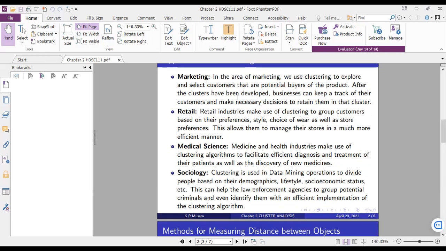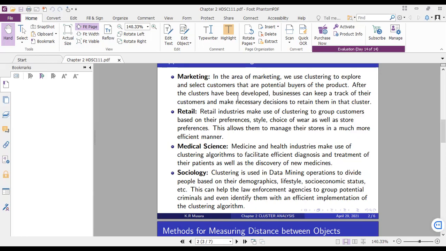Another way is social clustering, which is used in data mining operations to divide people based on their demographics, lifestyle, socioeconomic status, etc. This can help law enforcement agencies to group potential criminals and even identify them with efficient implementation of the clustering algorithm. I think if you get online again, there's data that deals with crimes in the United States of America and their locations.